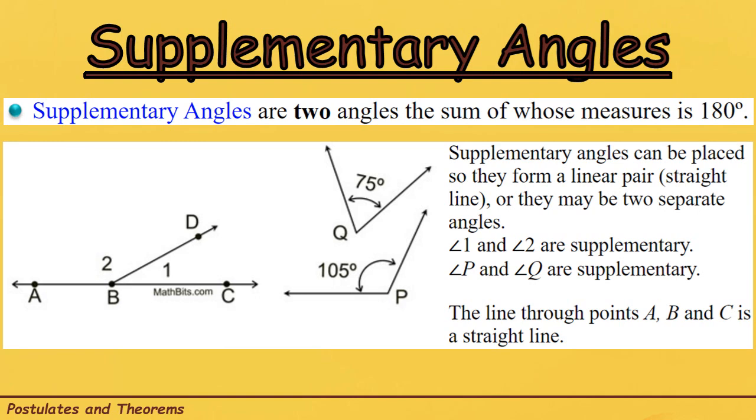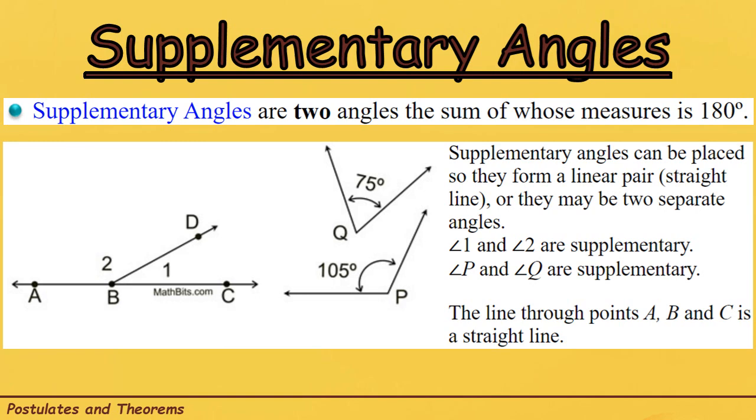Hindi lang pala dito masasabi na ang dalawang angles ay supplementary. Meron pa tayo sa pangalawang figure. We have angle Q and angle P. It is said that angle Q and angle P are supplementary. Bakit kaya? So, angle Q measures 75 degrees. Angle P measures 105 degrees.